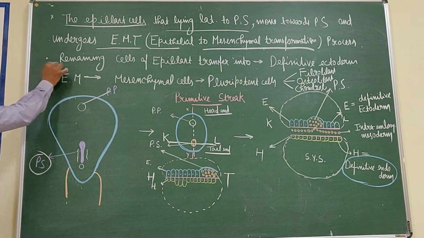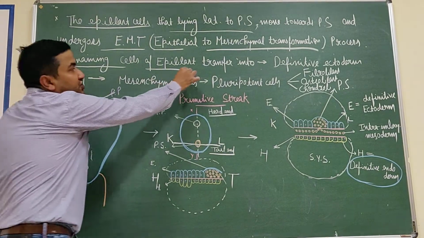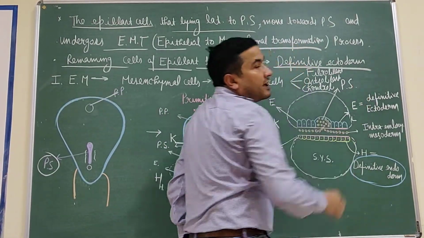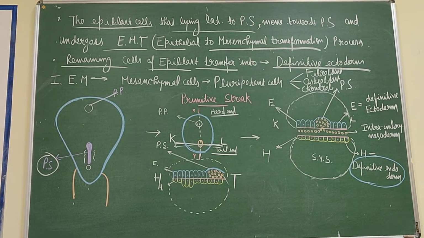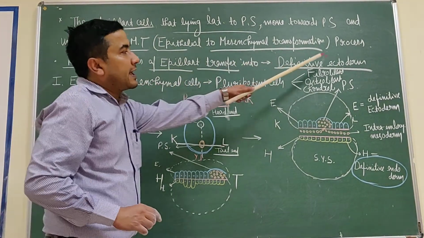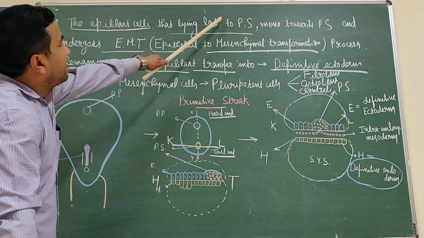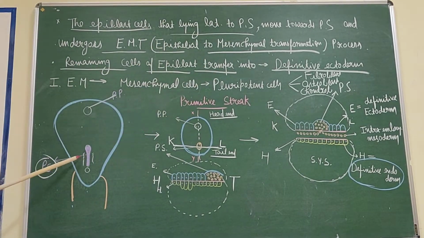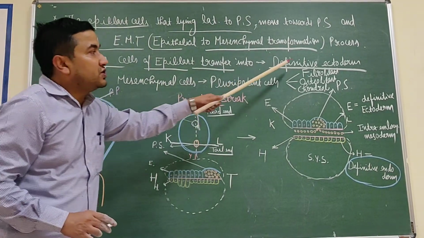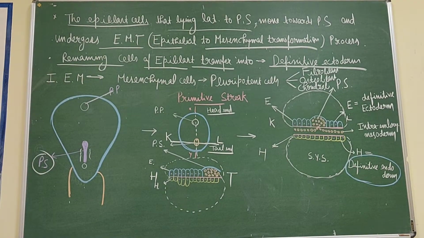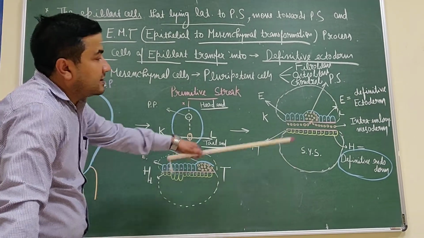while the remaining cells of the epiblast now change into the definitive ectoderm. It is the formation of the definitive ectoderm. The remaining cells from this region, except the lateral part of this primitive streak, other cells of the epiblast change into the definitive ectoderm. So now there are three layers.